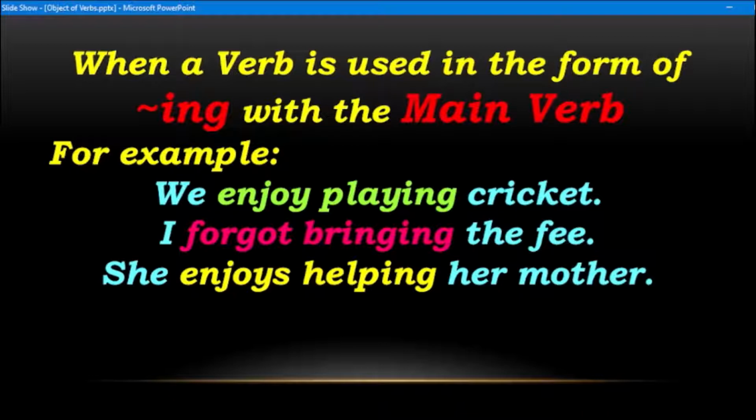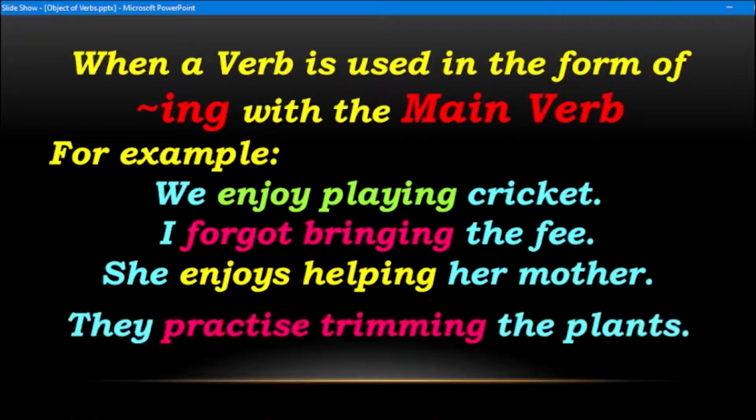Similarly, the next one: she enjoys, what does she enjoy? She enjoys helping her mother. Now again, you see, helping is there. So what does she enjoy? Helping. So this is again the object of the verb. She enjoys helping her mother.